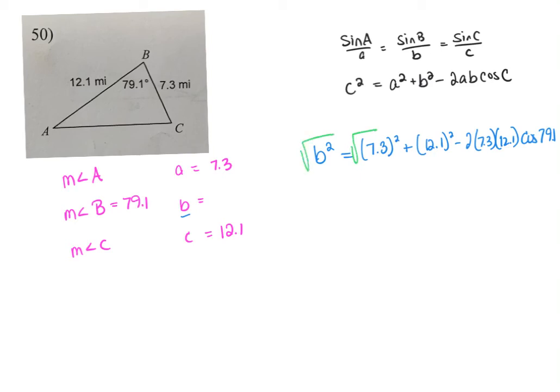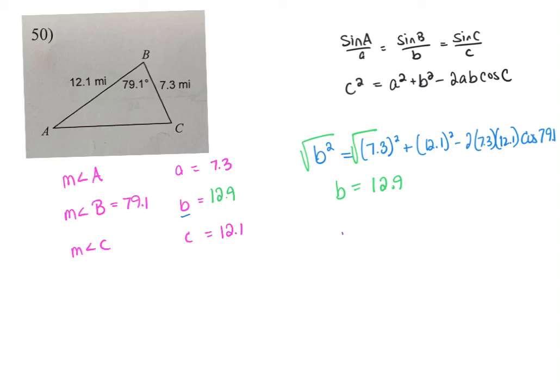So don't forget for this one, you do have to take the square root, right? You do have to take the square root. So if you got like 145 something, you didn't take the square root, okay? So when I solve for B, I am going to get 12.9. And so that solves B, 12.9. Now I have an angle and a side opposite. And so now that I have that, I can move on to my law of sines.